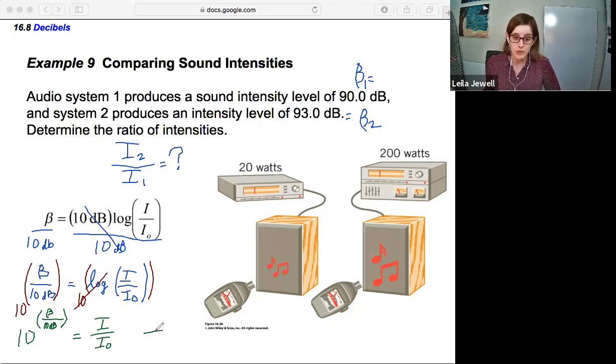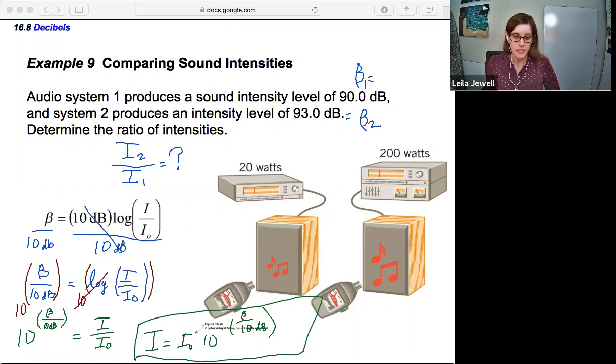And this is now a general equation: our intensity is equal to the threshold of hearing, I0, times 10 raised to the beta divided by 10 decibels. Sorry to write over the subscript there, but I think you can still see it. So that's an equation that you can put on your crib sheet for if you need to calculate the intensity given the number of decibels, the sound intensity level, which is pretty handy.